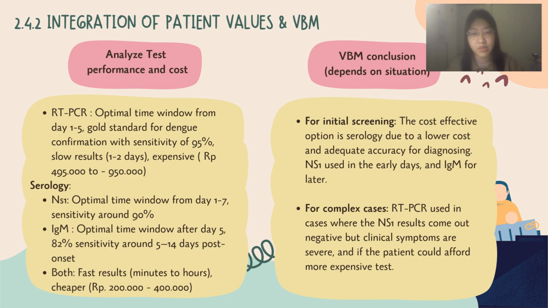has an optimal time window after day 5, around 82% sensitivity at 5 to 14 days post-onset. Both of them have fast results, around minutes to hours, and are cheaper, around 200,000 to 400,000 rupiahs. So the conclusion for value-based medicine is that it depends on the situation. For initial screening, the cost-effective option is serology, like NS1 and IgM, due to lower cost and adequate accuracy for diagnosing. NS1 is used in the early days and IgM for later.